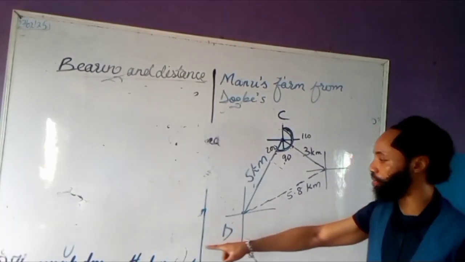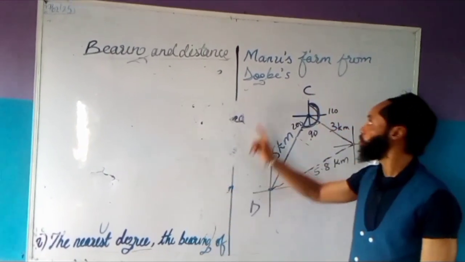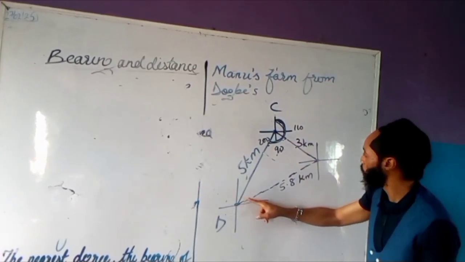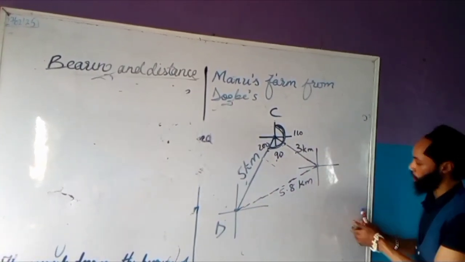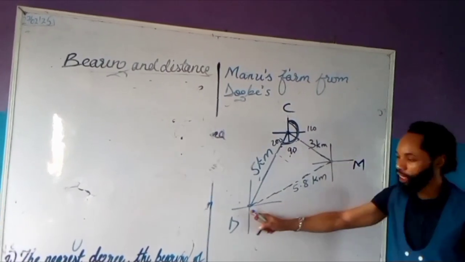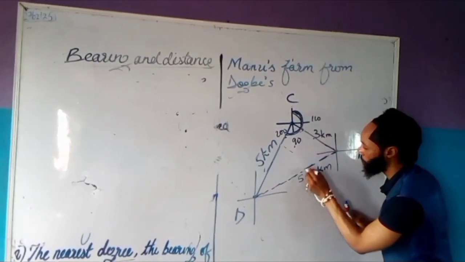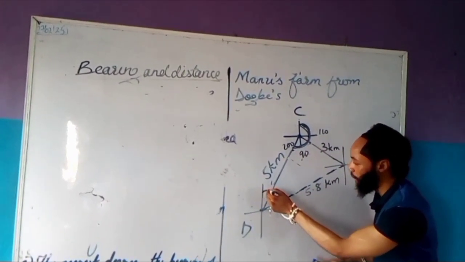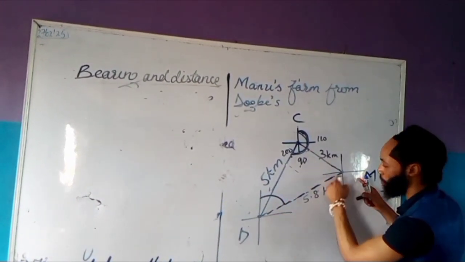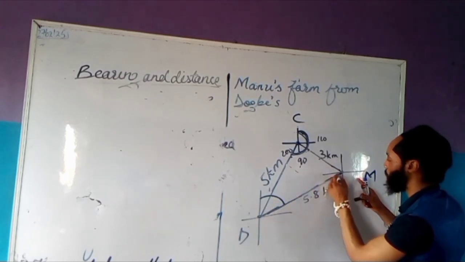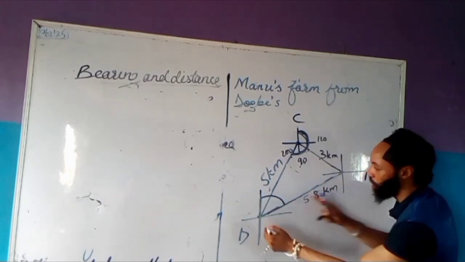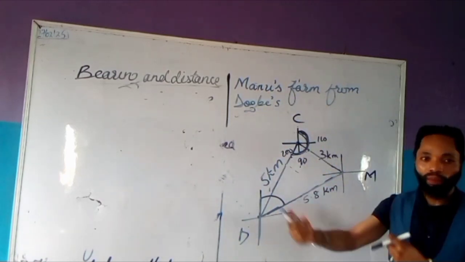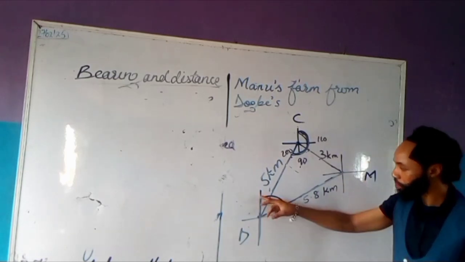Okay, the next question is: find, to the nearest degree, the bearing of Manu's farm from Gobe's farm. So from D, we want to get to M. Remember, from D we start from the north of D, down to the line that connects D and M. You can see it. They say bearing of Manu's farm from Gobe's farm. Take note of the word from, then you pick your bearing from there.